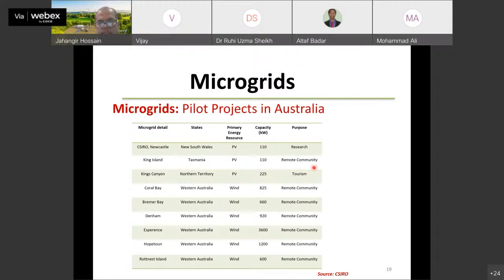So here you can see this is some for a remote community, some for research purposes, some for tourism, but most of them for the remote community.